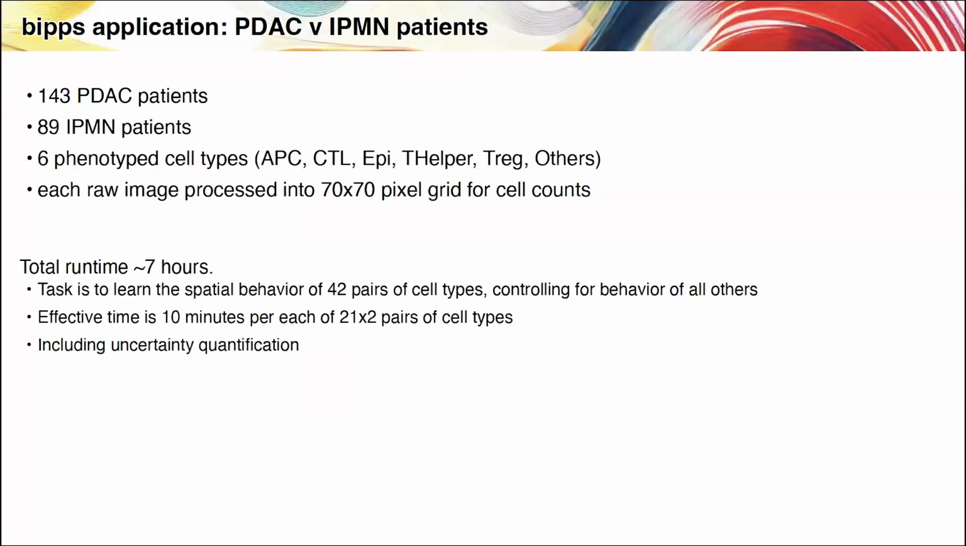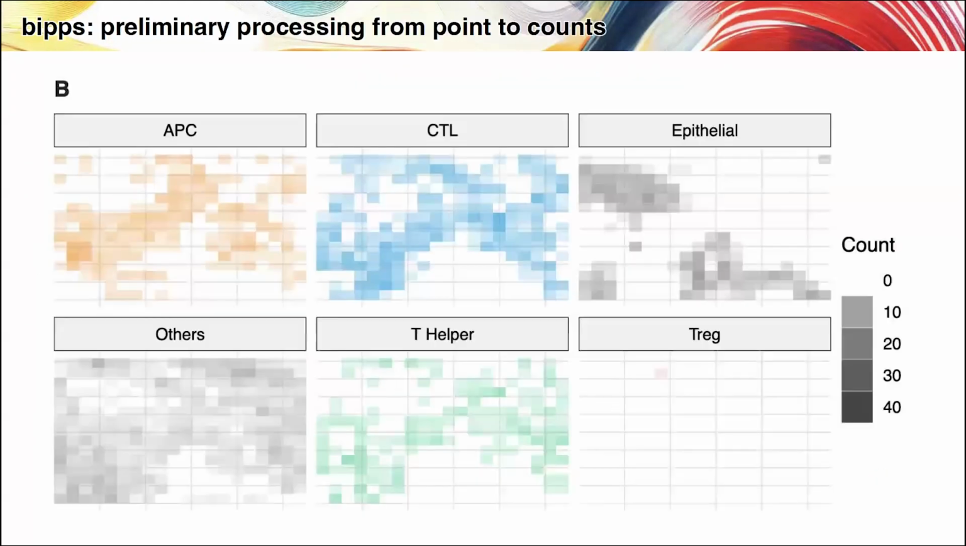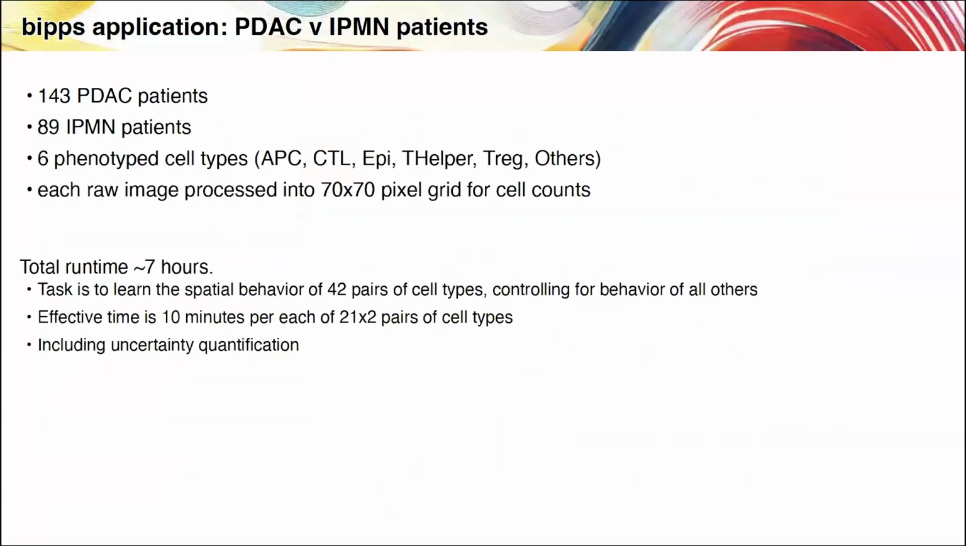And then the application specifically: we have 143 PDAC patients, 89 IPMN, and 6 types of cells. Then we process each raw image of the point patterns into 70 by 70 pixels, so raster images. We process them before the analysis by doing 70 by 70 in the application.